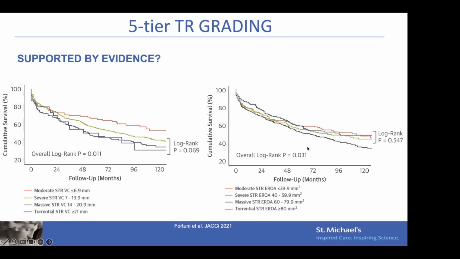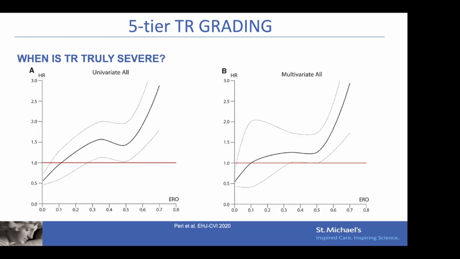Moreover, if you then look at EROA, actually only patients with an EROA over 80 had a statistically significant worse prognosis than those with a moderate, severe, or massive TR. So again, confirming that there might be a difference between the torrential and the other groups, but that within the severe range, the severe and massive might not be that different at all.